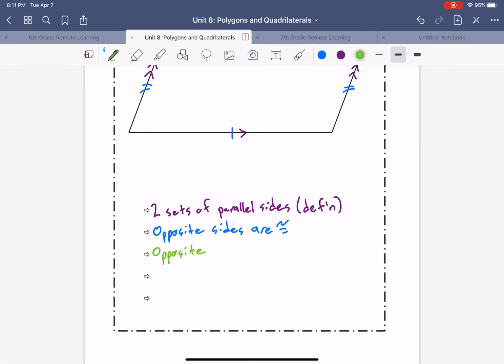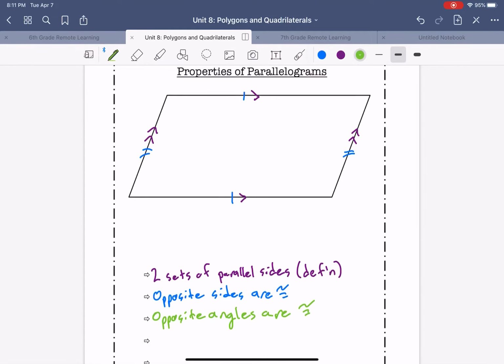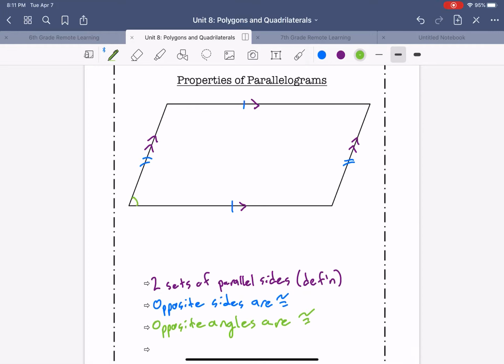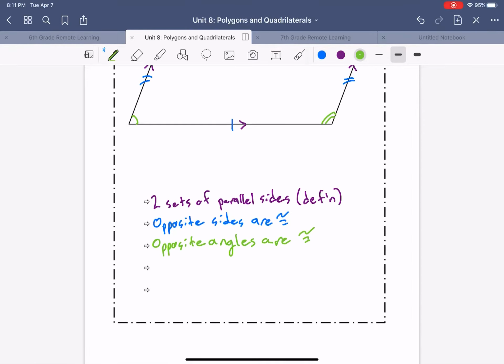Our next property is that the opposite angles are congruent. So this top angle and the bottom angle are congruent, and then the top left and the bottom right are congruent. So opposite angles, the non-consecutive angles, are congruent.